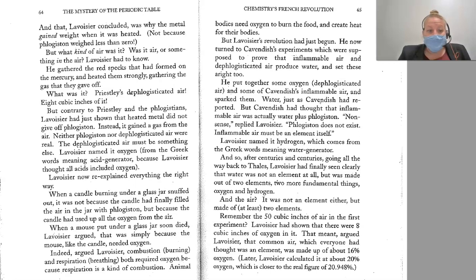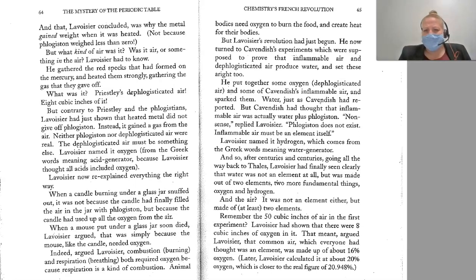Lavoisier now re-explained everything the right way. When a candle burning under a glass jar snuffed out, it was not because the candle had finally filled the air in the jar with phlogiston, but because the candle had used up all the oxygen from the air. When a mouse put under a glass jar soon died, Lavoisier argued that was simply because the mouse, like the candle, needed oxygen. Indeed, argued Lavoisier, combustion, burning, and respiration, breathing, both require oxygen because respiration is a kind of combustion. Animal bodies need oxygen to burn the food and create heat for their bodies.